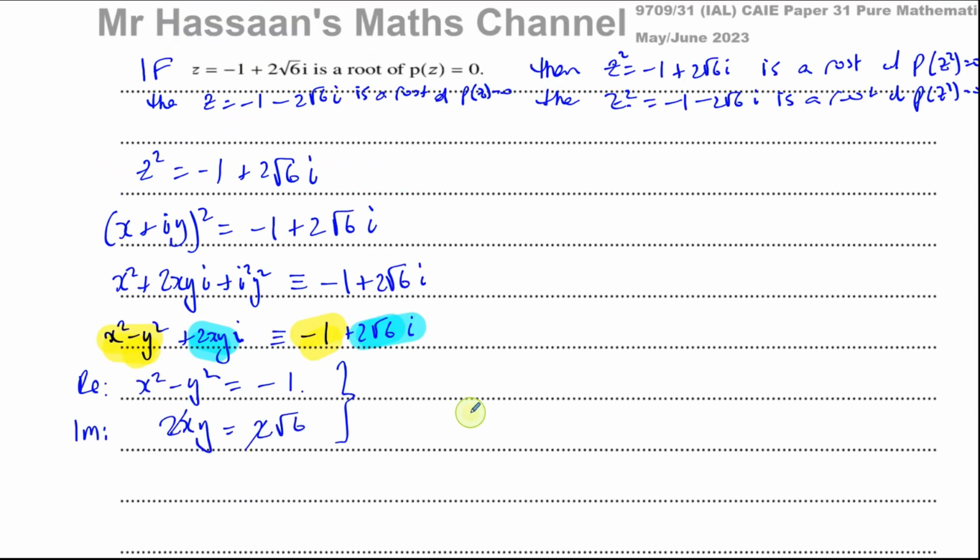How much space do I have? I have space down here, so I'll carry on down here. I can rearrange this and say let y equals root 6 over x. Therefore, we can say that x squared minus root 6 over x, all squared, is equal to -1. So x squared minus 6 over x squared is equal to -1.